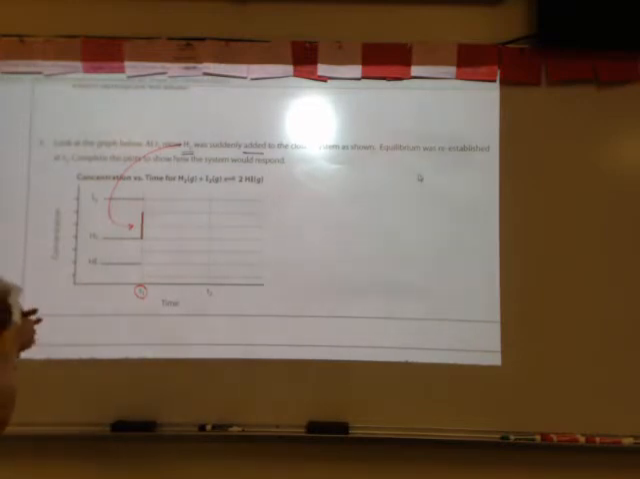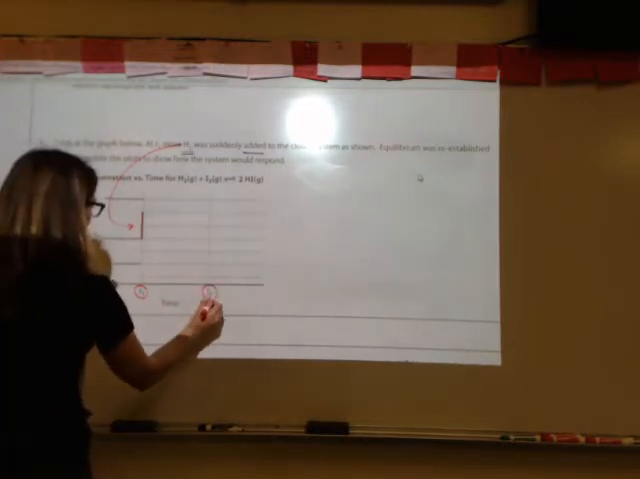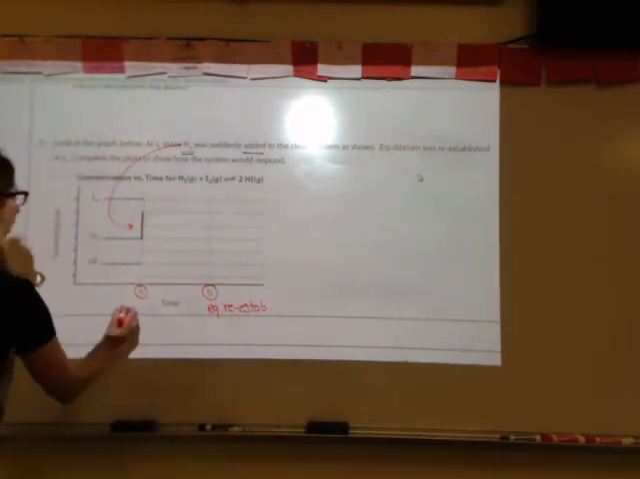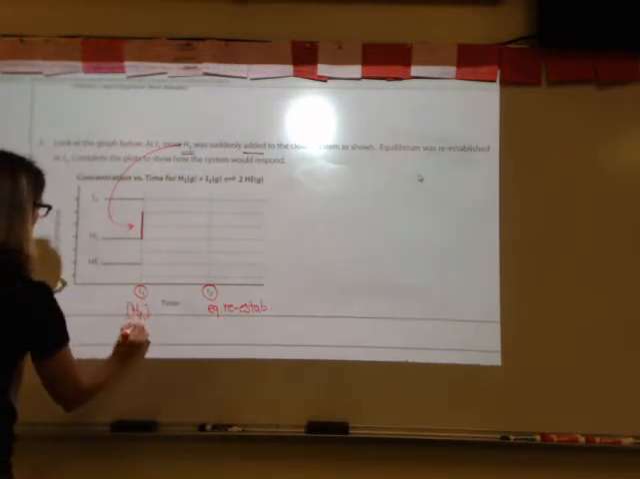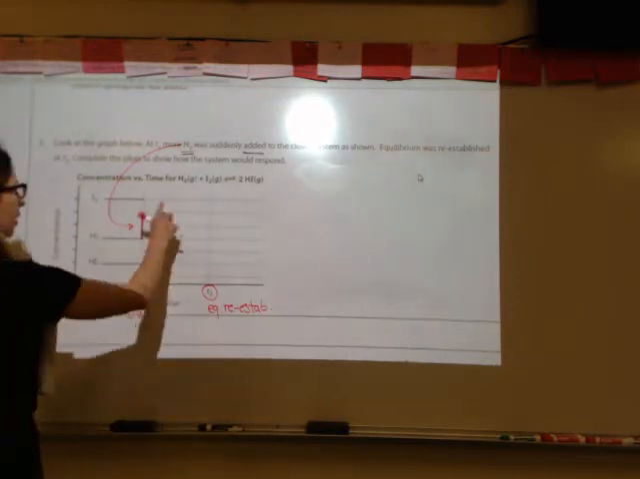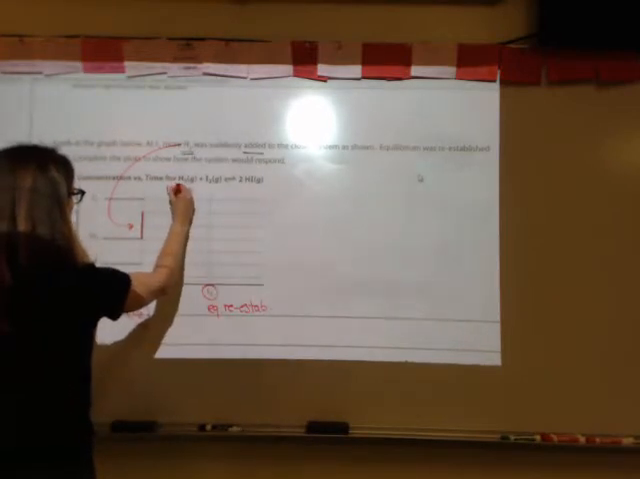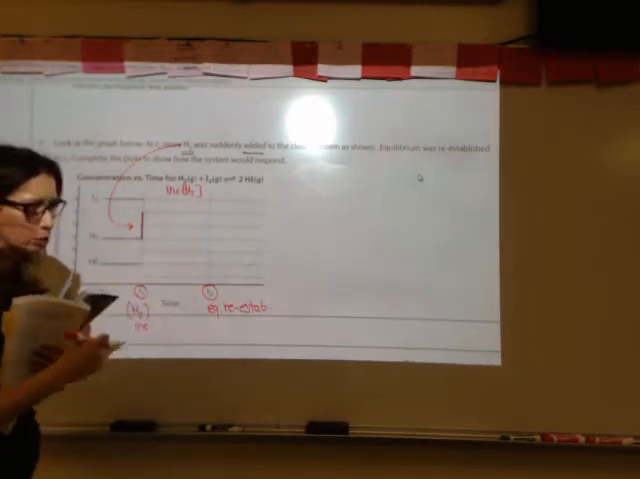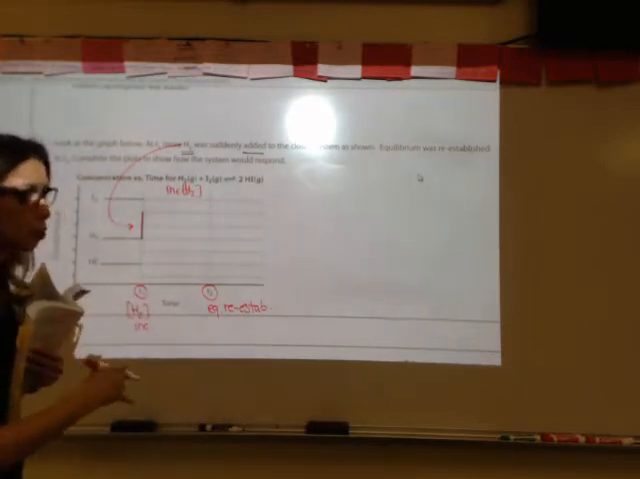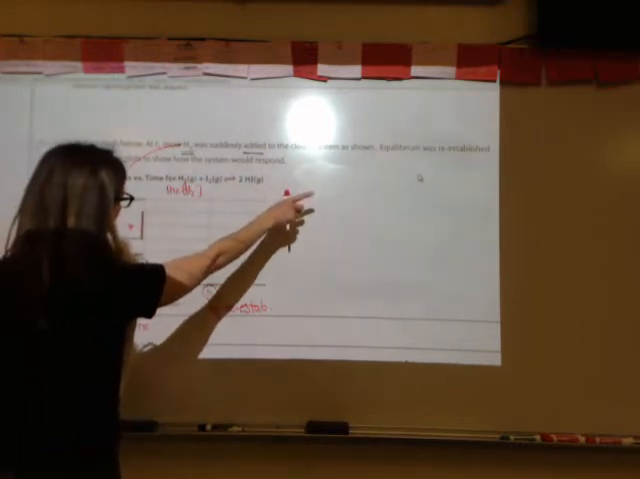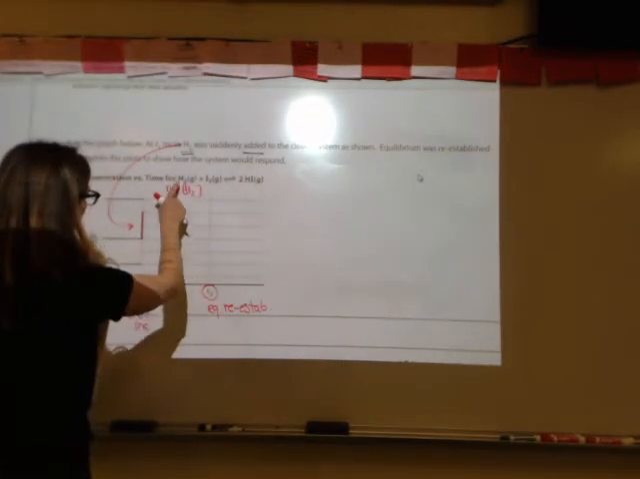At T2, equilibrium is reestablished. Okay, and here, this is when H2 concentration suddenly increased. Okay? Complete the plots to show how the system would respond. If this is my overall reaction and I increase the concentration of H2, anytime you increase the concentration of something, you shift away from it to consume some of it. So we have to shift to the right to consume some of the H2 that was added.